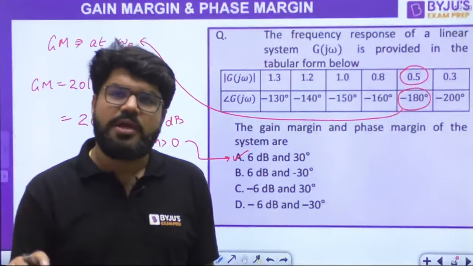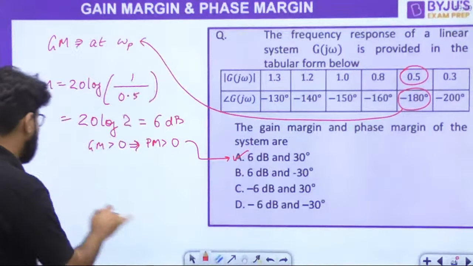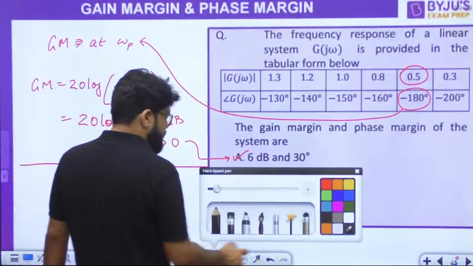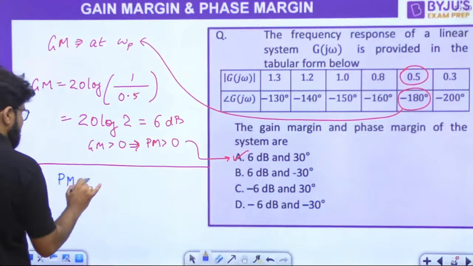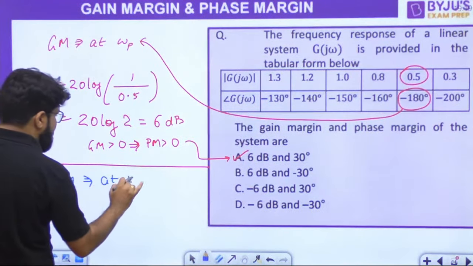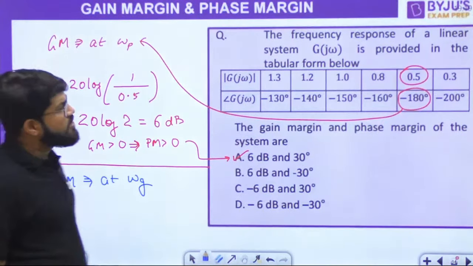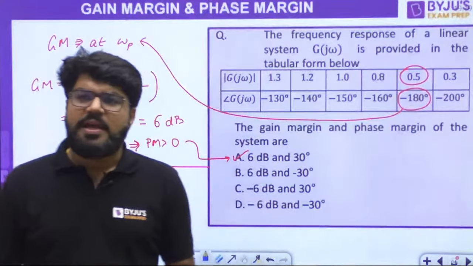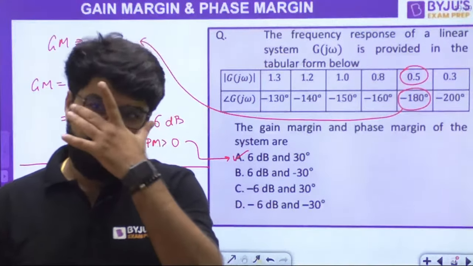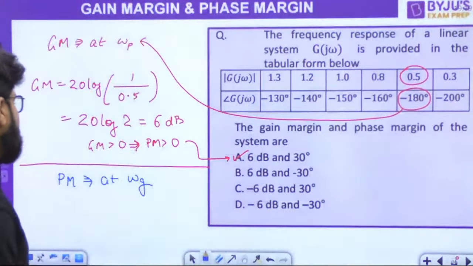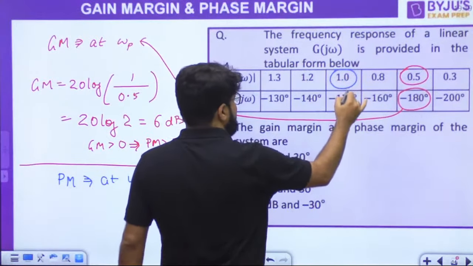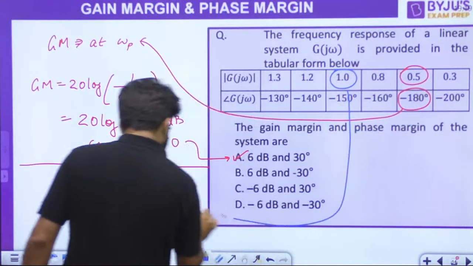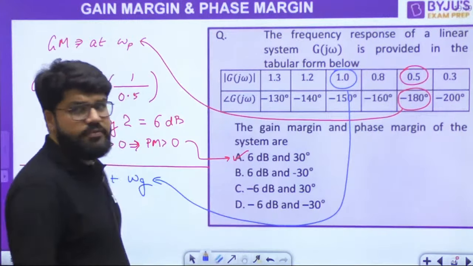But you say, sir, I want to calculate the phase margin. We can do that, don't worry. We'll calculate the phase margin also. If I actually want to calculate phase margin, we know that it is calculated at the gain crossover frequency. Now, sir, what is the gain crossover frequency? The frequency at which the gain of the system, the magnitude, is 1. Look into this, this corresponds to gain crossover frequency.